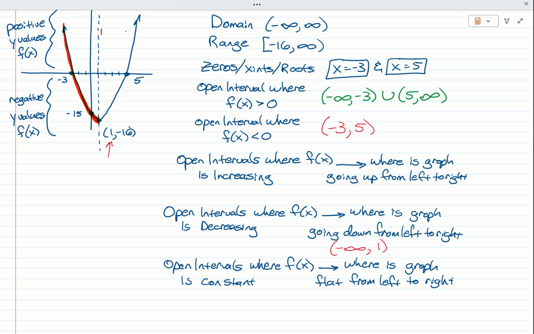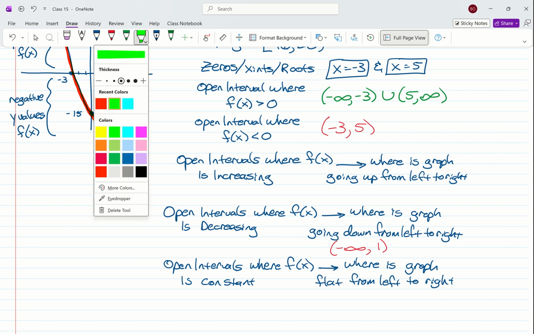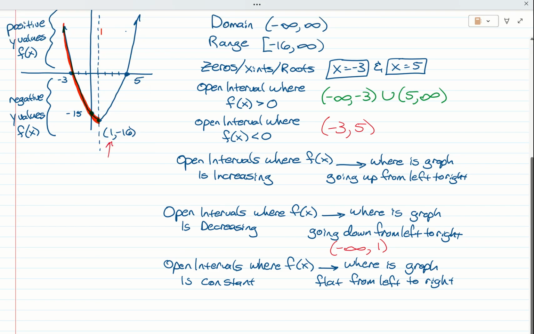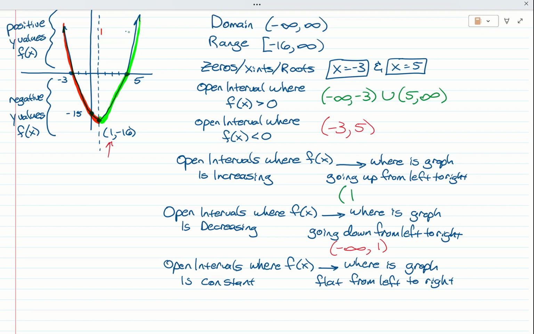Where is the graph increasing? Well, if you just keep tracing the graph, it looks like the graph starts going up from 1 to infinity. So really we just have a lot of different vocabulary. This isn't crazy math or anything. It's increasing from 1 to infinity.